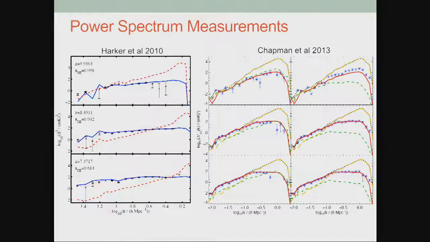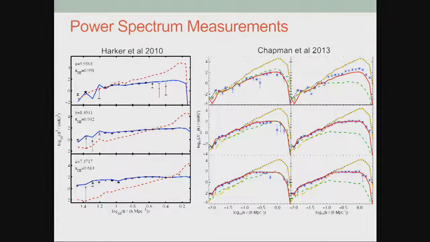We also want to measure power spectra. Again, there are two studies that we did at separate times. Again, the blue thing here is the original, and this is what we could recover. We thought we could recover, and we do very well.